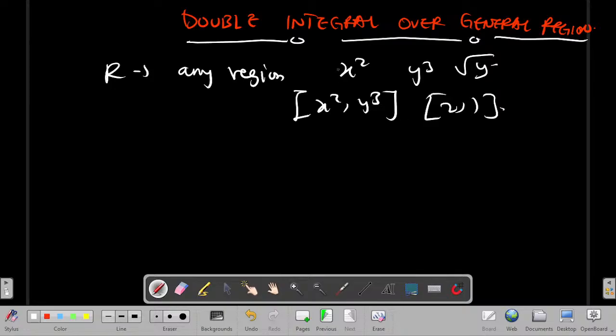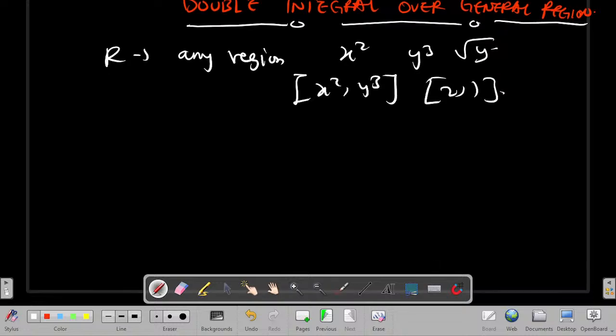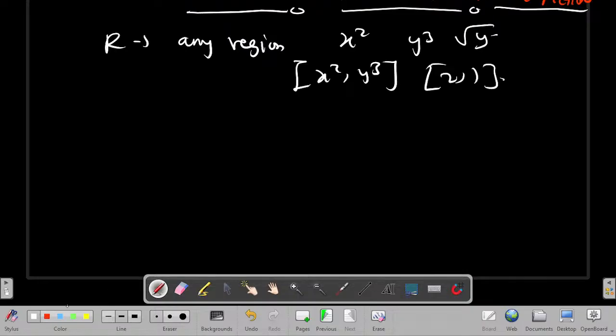Another case for our general region is where you have to reverse your order. What is the need and when do we reverse order? Why do you have to reverse order? So let's go through this thoroughly and observe carefully. So generally, double integral over general region is defined as double integral over D of my function of x, y, dA, where D is any region you can think about.